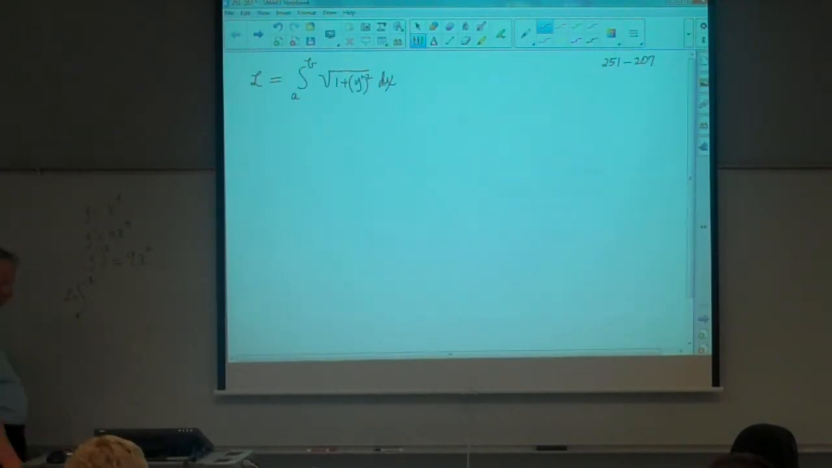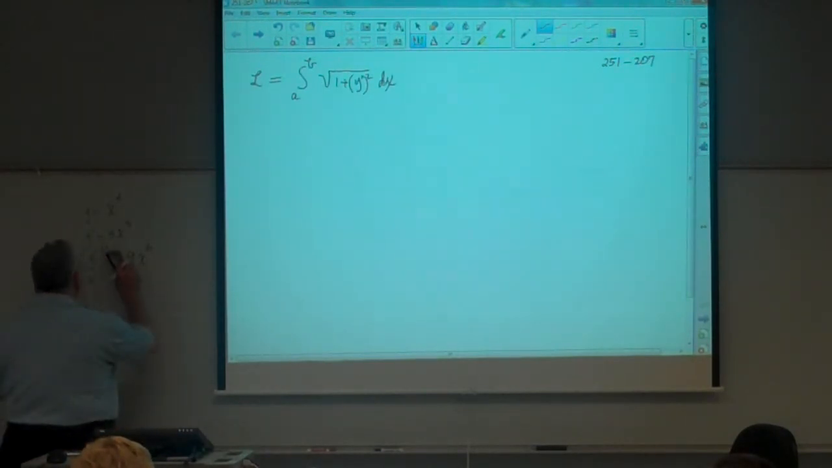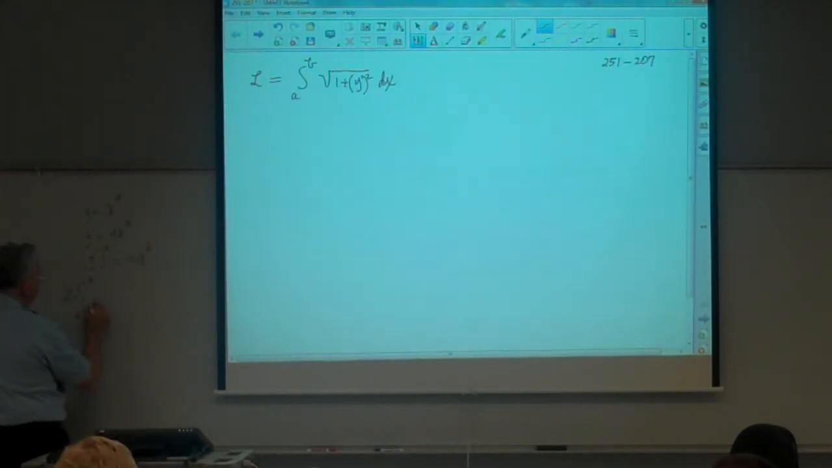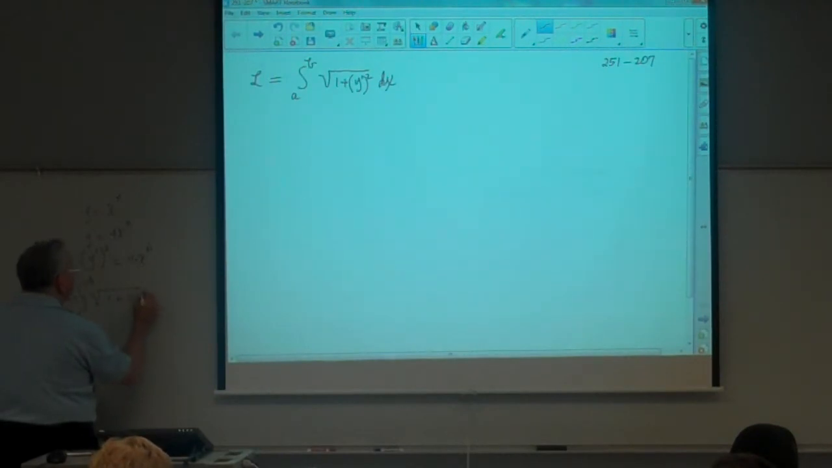Isn't it 4x to the third? It is. Thank you, William. And that's 16. So now that is equal to the square root of 1 plus 16x to the 6th dx.